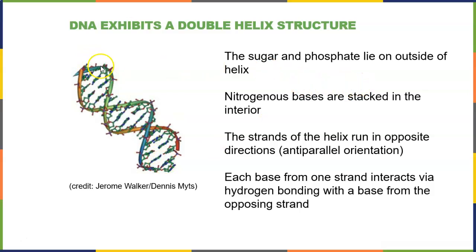And the outside of the helix, the things which are like the ribbons that you're almost seeing here, are the sugar and the phosphates of that nucleotide, where the bases are the ones in the middle, and they're the ones that are doing hydrogen bonds.